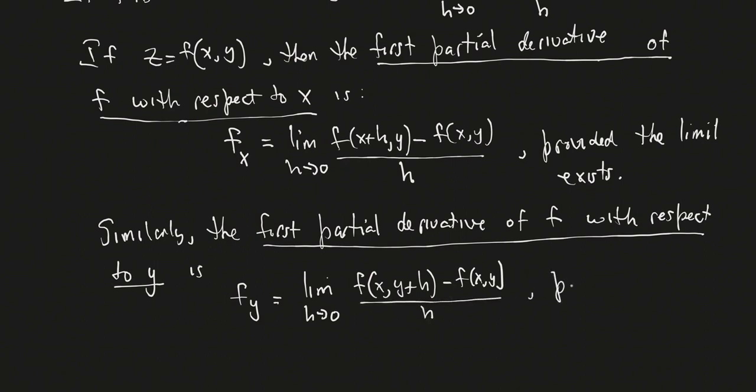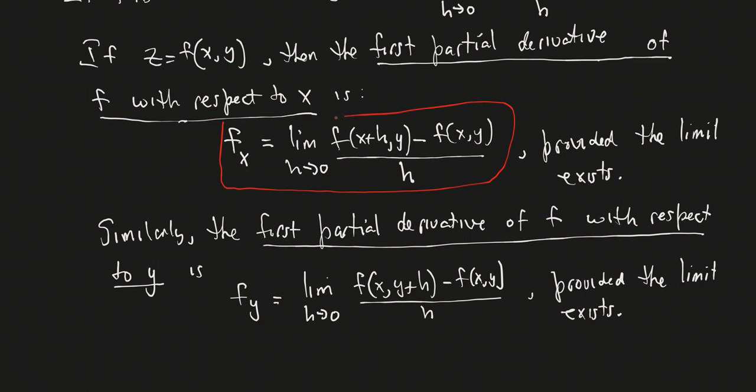Again, provided the limit exists. It's always got to be in the fine print. All right. So this is what we have. We have these two key definitions, and they mimic the definitions from our previous work with calculus, right? But those functions only had one independent variable. Now we have functions that have two.